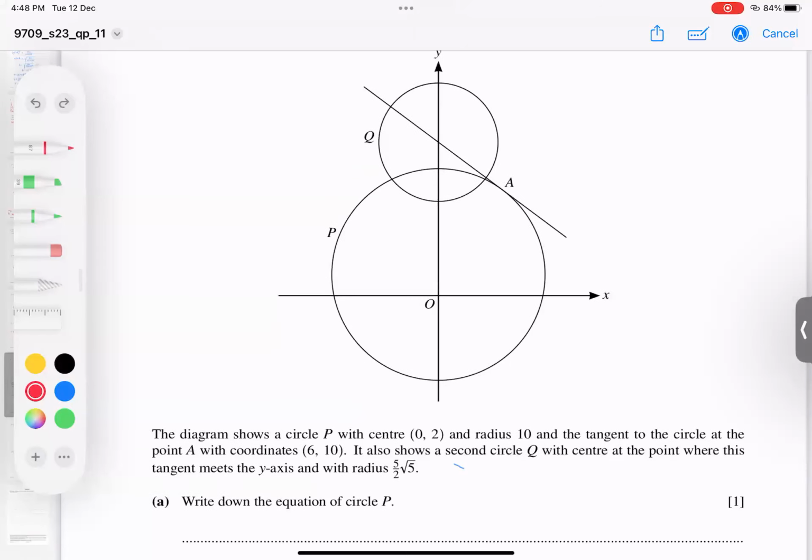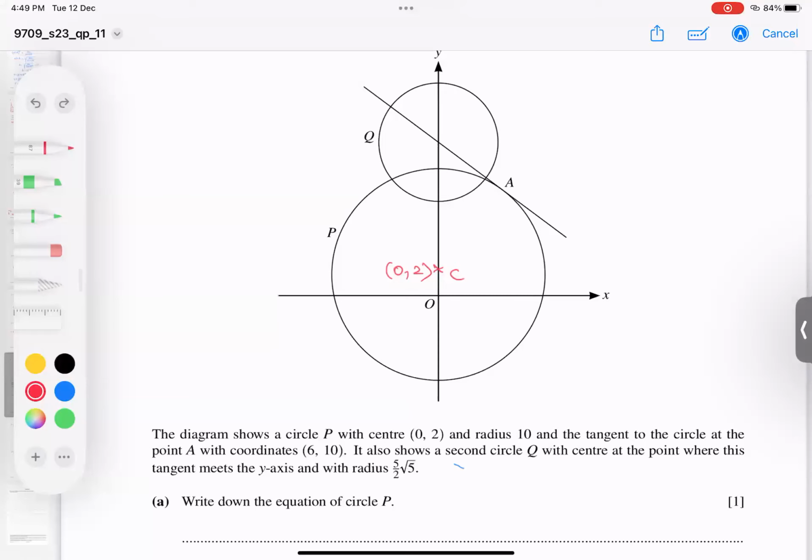First of all, it's very clearly mentioned here: the circle P has center (0, 2). Where is circle P, students? Circle P is here. So this big circle is P, with center (0, 2), where x is 0 and y is 2. I call it C, just for the sake of easiness. The radius is 10, given. So it means this 10, this 10, this 10, this 10.